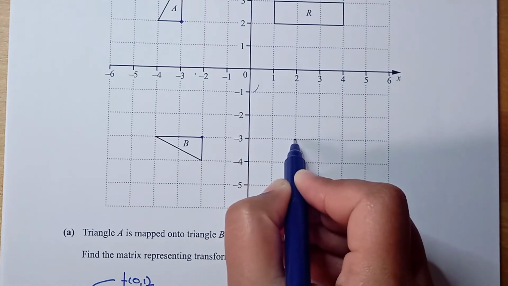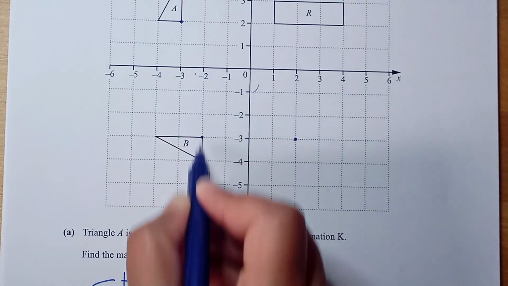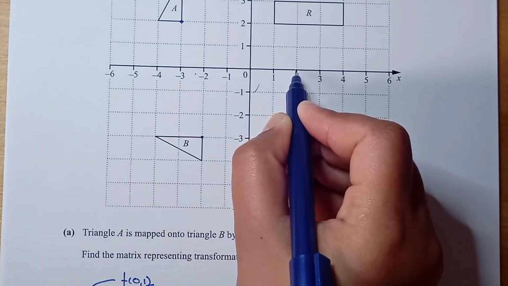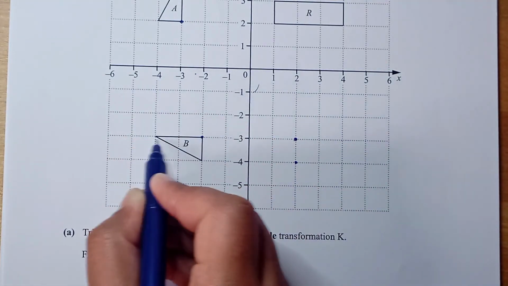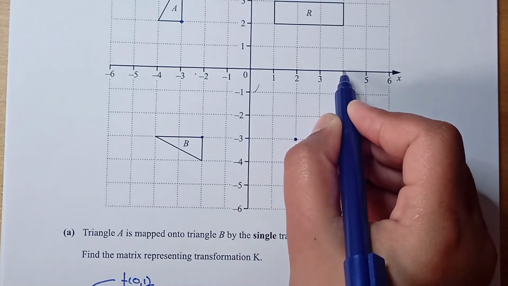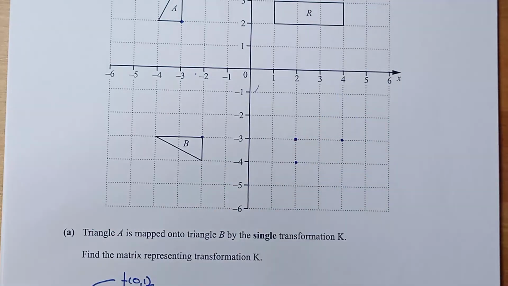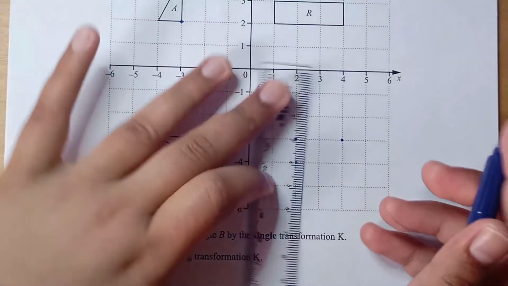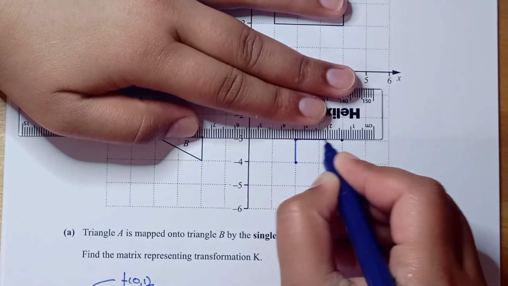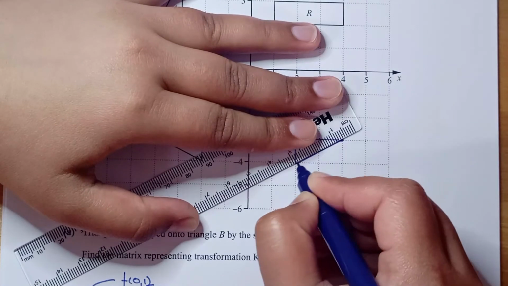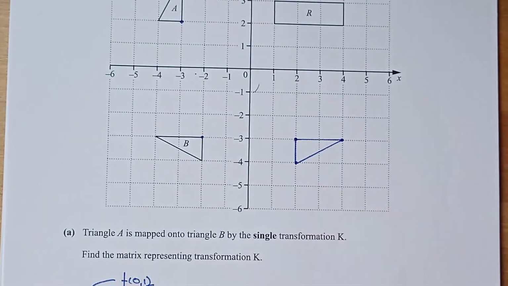So (2, -3). This point is (-2, -4), so it would be (2, -4). This point is (-4, -3), so here we have (4, -3). So this is triangle C after a reflection in the y-axis. So in a reflection in the y-axis, we switch the signs of the x coordinates and the y coordinate stays the same.